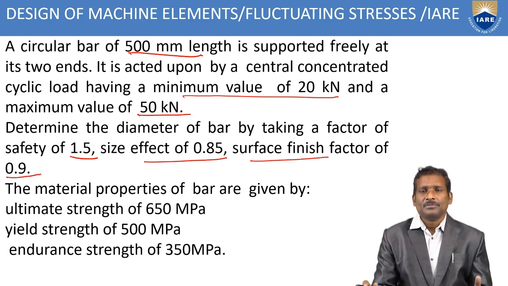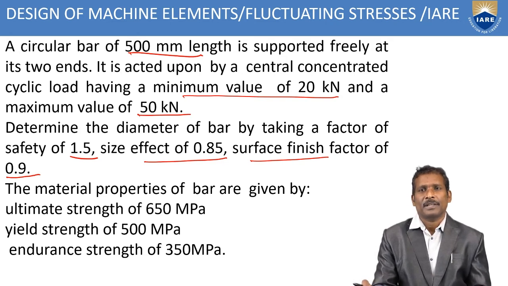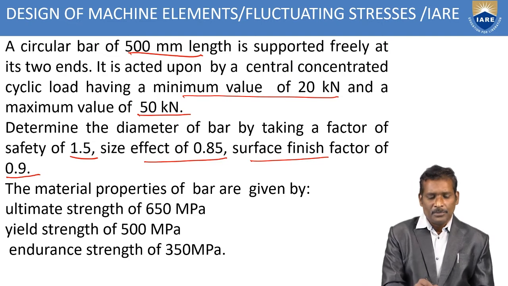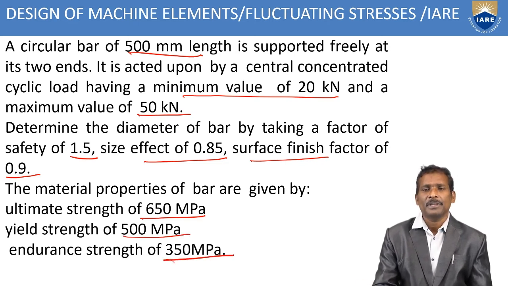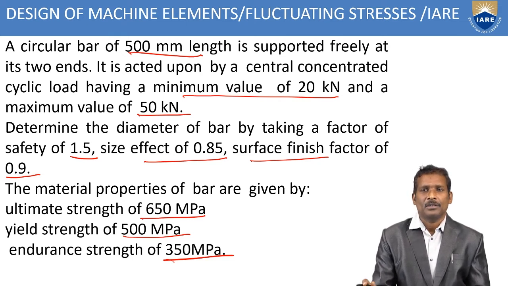So here some size factor and some surface finish factor are given. These mainly affect the endurance limit. So how do we calculate the actual endurance limit when these factors are affecting? Then the material properties are given: the ultimate strength is 650 megapascal, the yield strength is 500 megapascal, and the endurance strength is 350 megapascal. So here the ultimate strength value and yield strength value are also given.